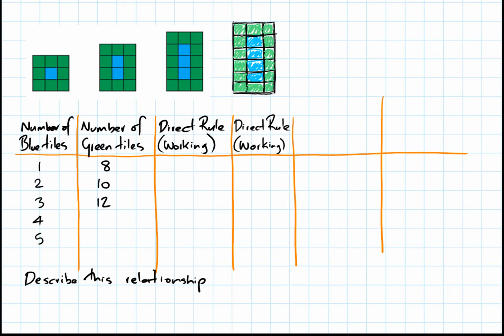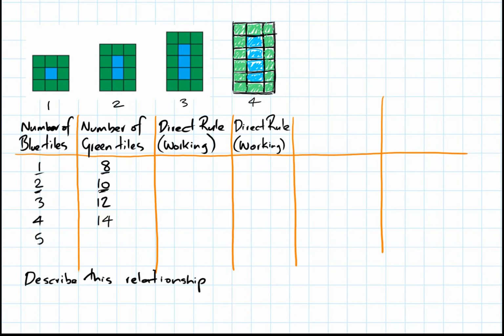So if we look at the first pattern number, which is this one here, we can see we've got one blue tile with eight green tiles around the outside. If we look at the second one in the pattern, we've got two blue tiles with 10 green tiles around the outside. And the third and fourth patterns are listed here in the table. So with the fourth pattern, there are 14 green tiles.